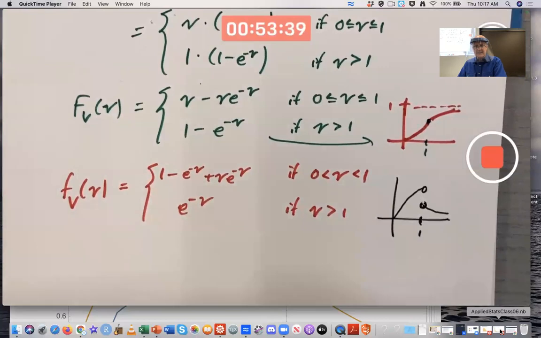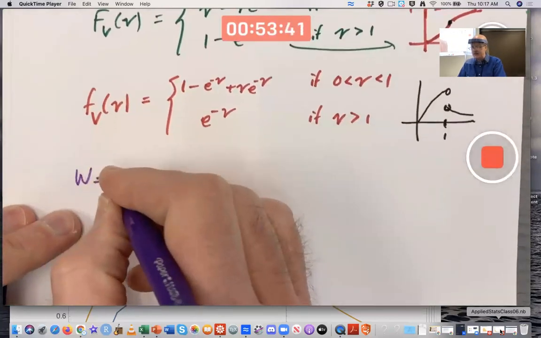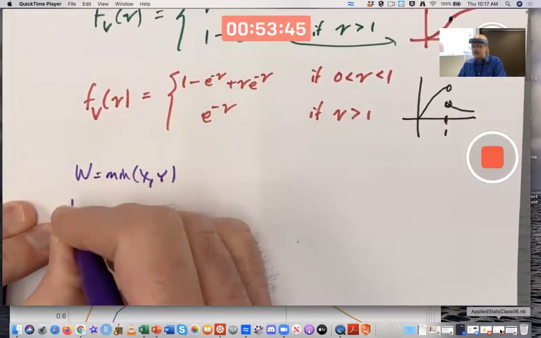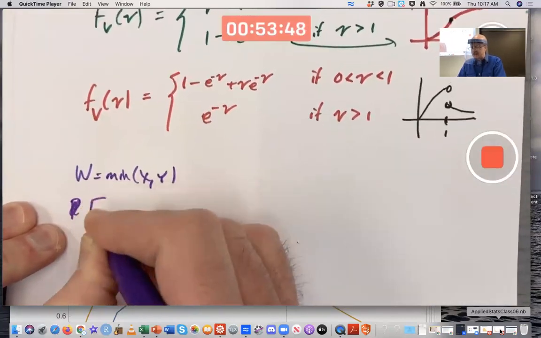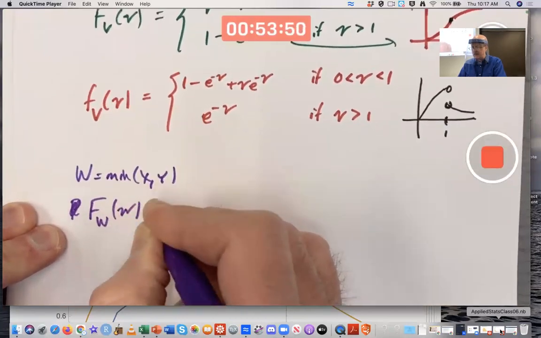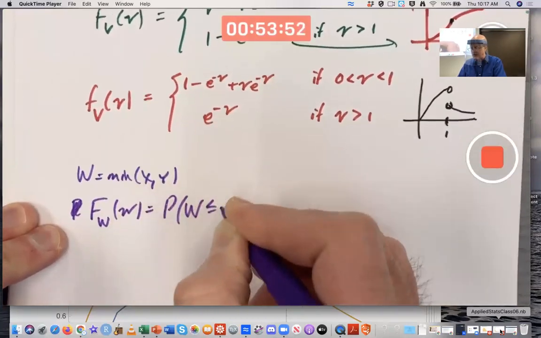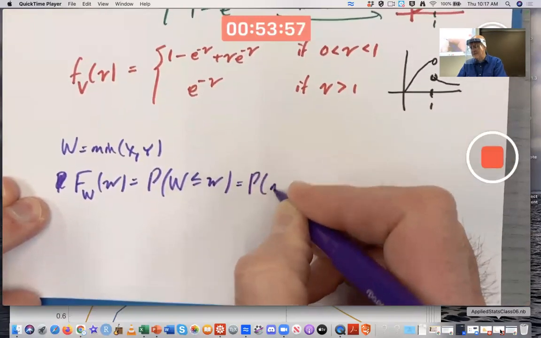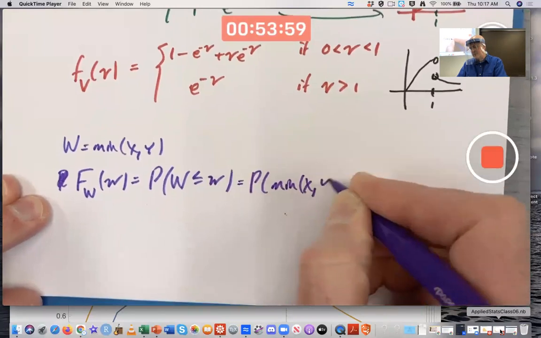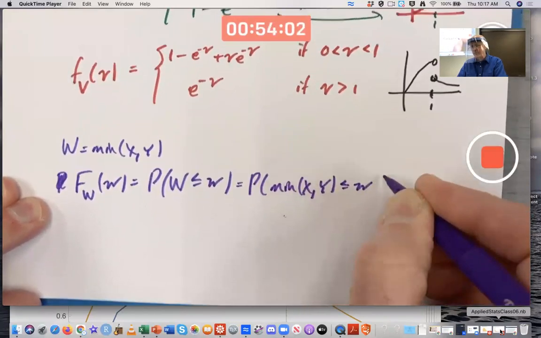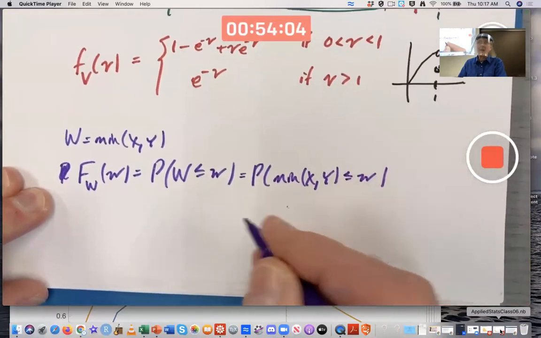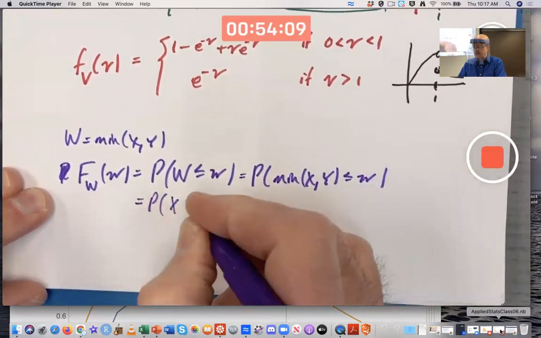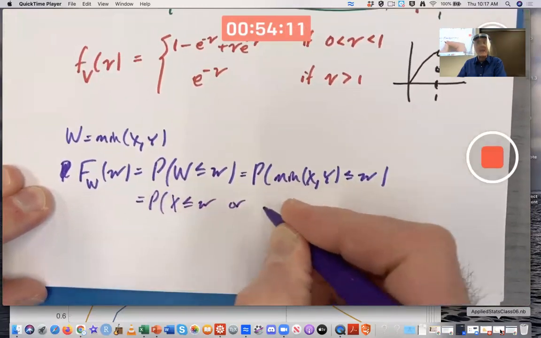W is the min of X and Y. Its CDF, as always, is this kind of thing. But now for the min to be less than or equal to a given number means X or Y is less than or equal to W, instead of and.